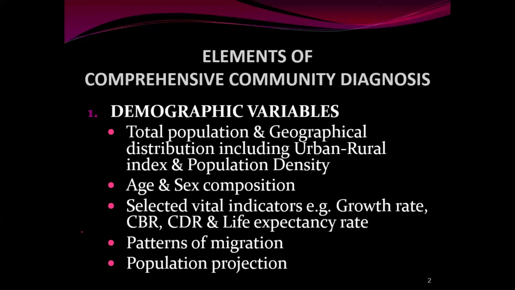So if there is high CDR, then we have to develop an intervention program to reduce CDR in the community. Similarly, in comprehensive assessment, we should find out all the demographic information. Without the demographic information, we cannot estimate the services or the resources. To estimate this intervention program, we should know the demographic information. So it is the first element of comprehensive community dynamics.